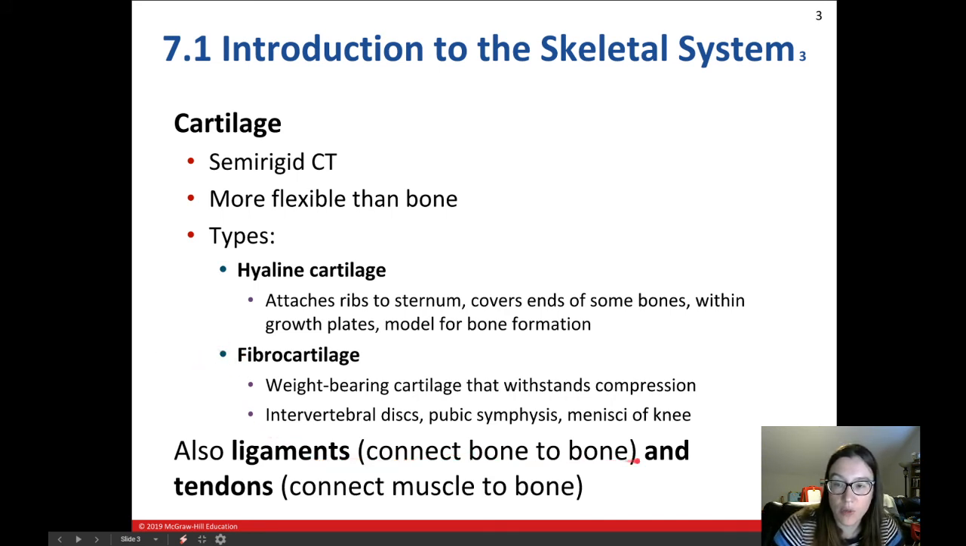Ligaments connect bone to bone, and tendons connect muscle to bone. Tendons are also made of dense regular connective tissue, but they're connecting muscle to bone rather than bone to bone. So remember, ligaments connect like to like, bone to bone, and tendons connect muscle to bone. We'll talk a little bit more about tendons in the muscular system.